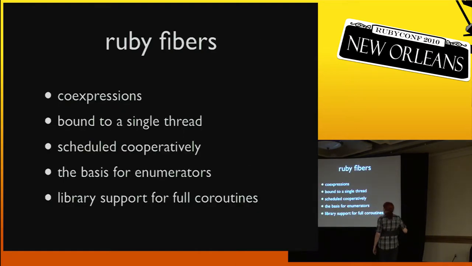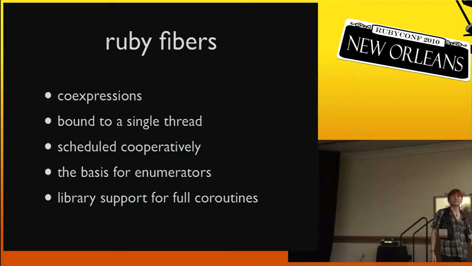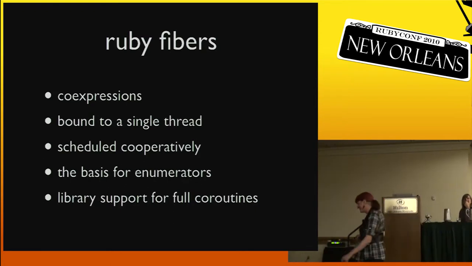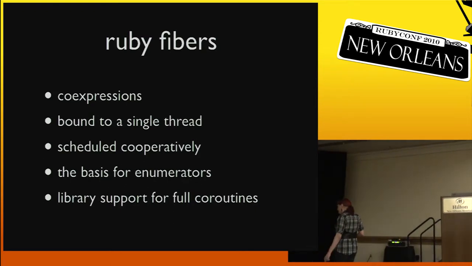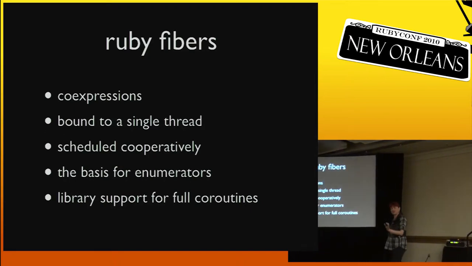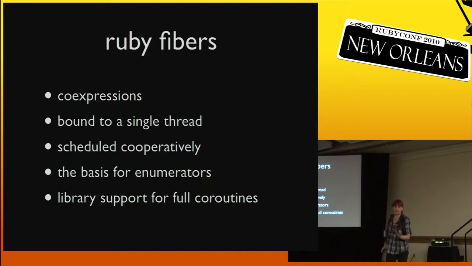Now, we have something in Ruby that can do co-expressions very nicely, actually. Fibers. And I don't know, does anybody here play with fibers? That's a lot more people than I would have thought, actually. Fibers are kind of fun in that they're just little co-expressions, and the one thing about them that narks me is the fact that they're bound to a thread. You can't move them to another thread. It's very annoying.